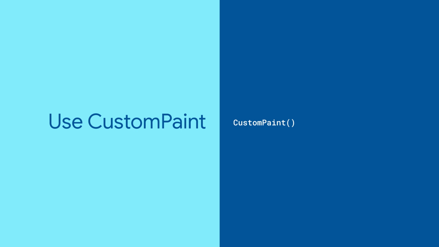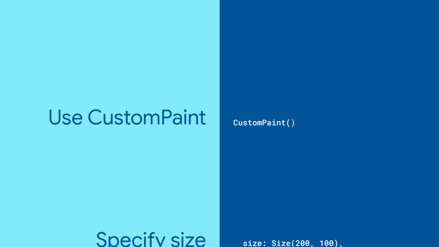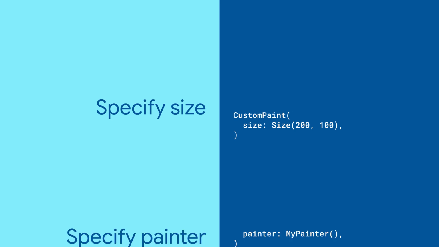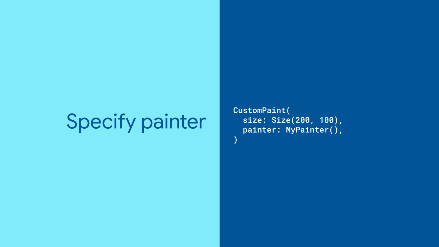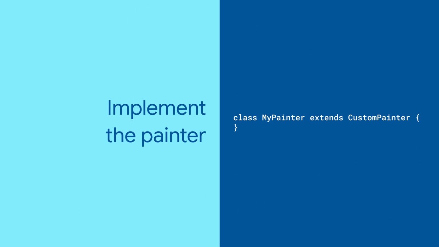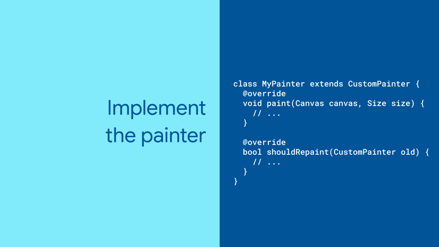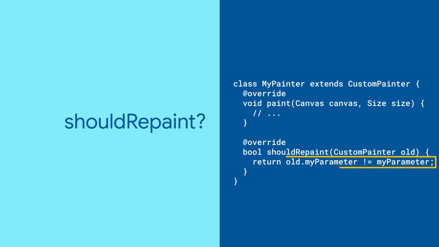First, add a custom paint widget to your widget tree. Give it a size and a painter. Then implement your painter. It's a simple class that extends CustomPainter and implements two methods, paint and shouldRepaint. The shouldRepaint method is called when the CustomPainter is rebuilt. You can tell the framework to reuse the previous result of paint.